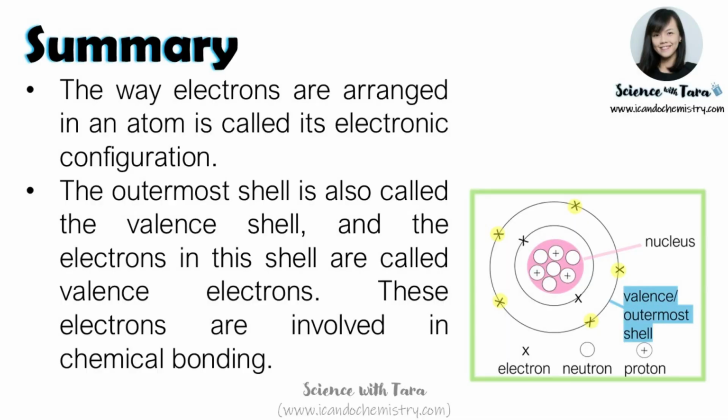Now in this video, we have learned that the way electrons are arranged in an atom is called its electronic configuration. The outermost shell is also called the valence shell, and the electrons in this shell are called valence electrons or outermost electrons. These are the electrons involved in chemical bonding.